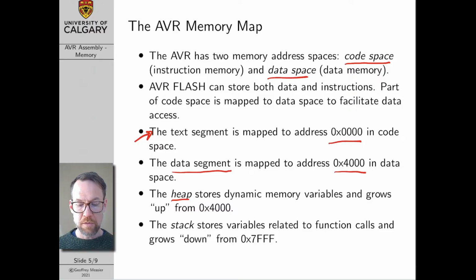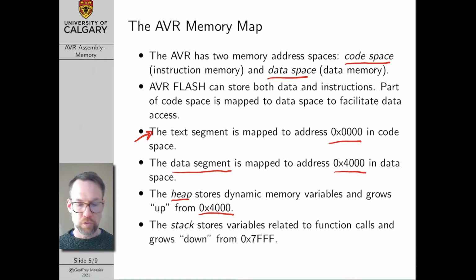But if you do use dynamic memory inside your C program, all of those variables are placed in data memory starting at address 4000. So our data segment will initialize values at 4000, and then if we use the C dynamic memory functions, that also plays around with the area of memory starting at address 4000.